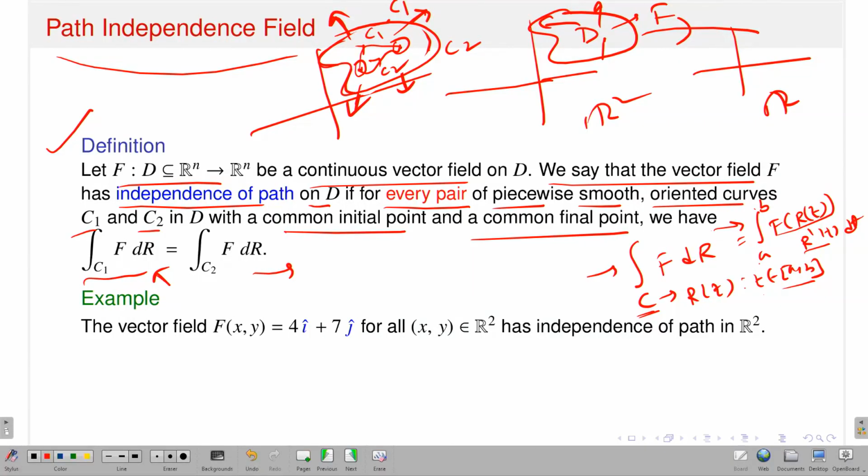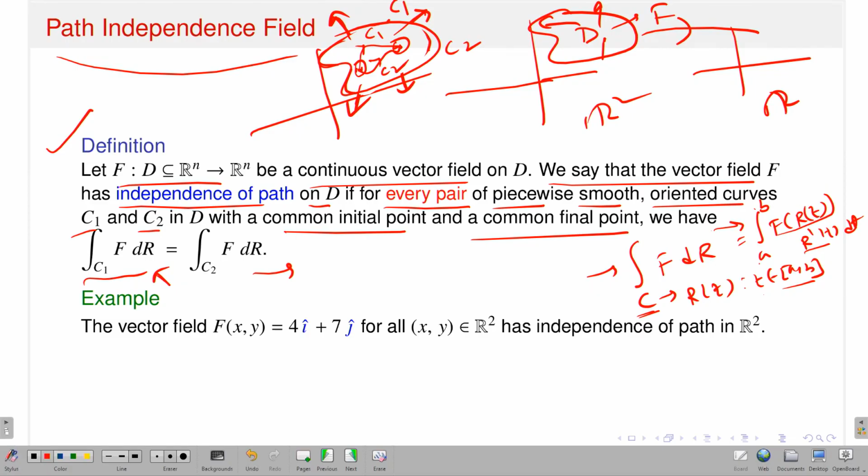So it says that if I have a vector field which is nice, and in the domain I take two nice curves, that means two piecewise smooth oriented curves, with the common initial point and common final point. So that means common initial point, common final point.